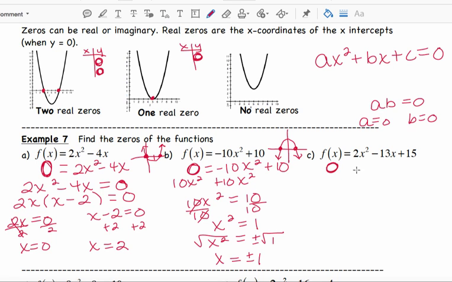For C, I'm going to start the problem exactly the same. I am going to let my f of x or y equal 0. I'm going to sub in a 0 for f of x or y. And I'm going to go ahead and set up 2 sets of parentheses so that we can factor this trinomial into 2 binomials.